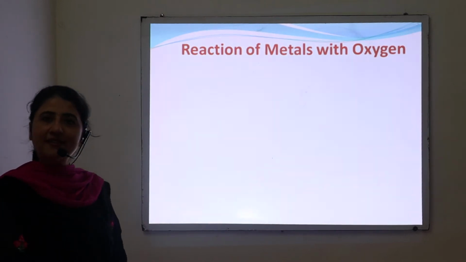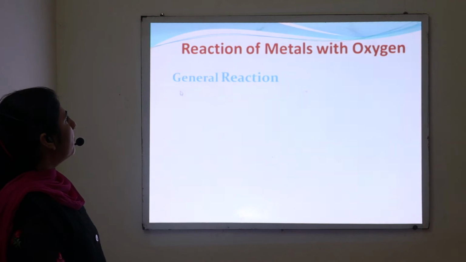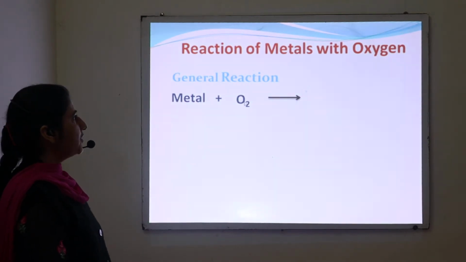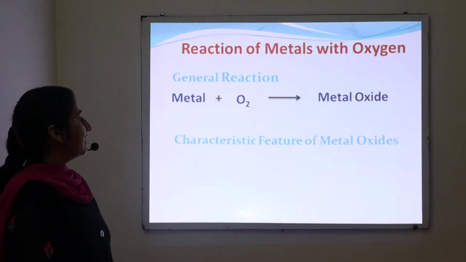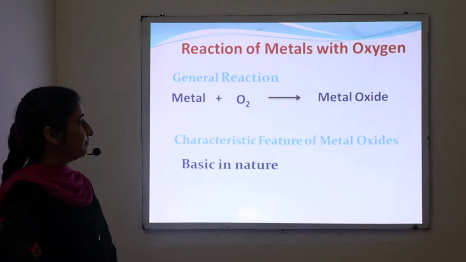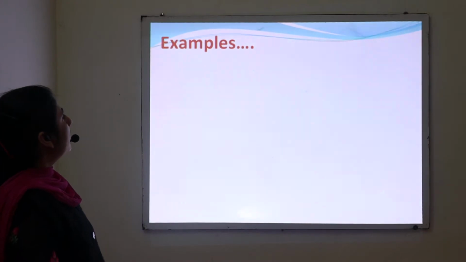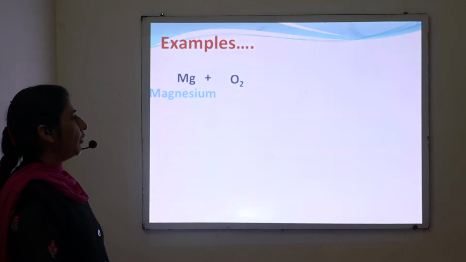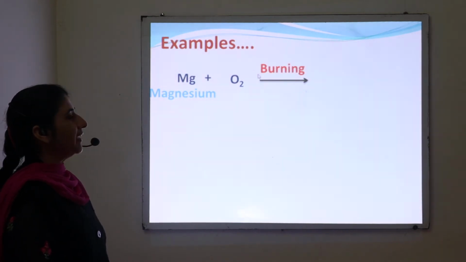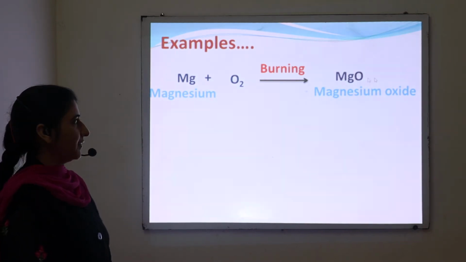First I will discuss the reaction of metal with oxygen. Generally metals react with oxygen to form metal oxides. The main characteristic feature of metal oxides is that they are basic in nature. For example, I am taking the example of magnesium. When it burns in the presence of oxygen, it forms magnesium oxide.